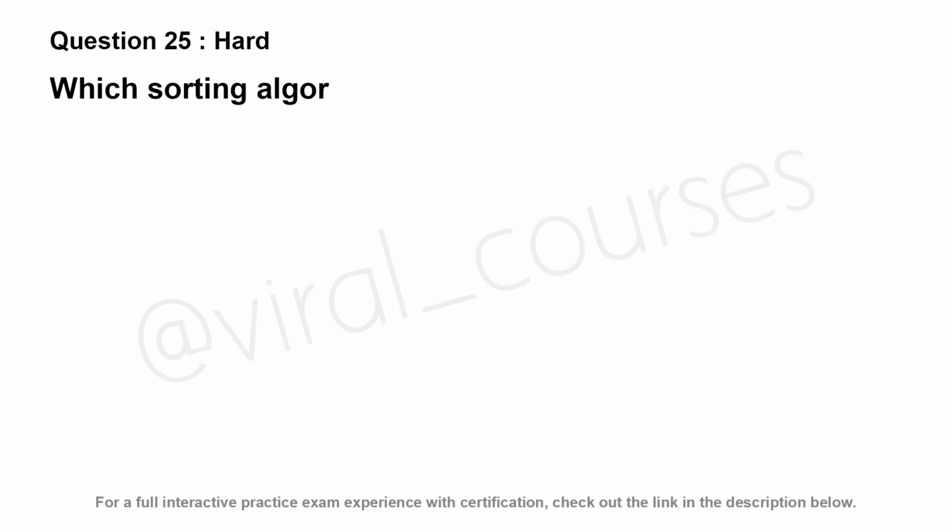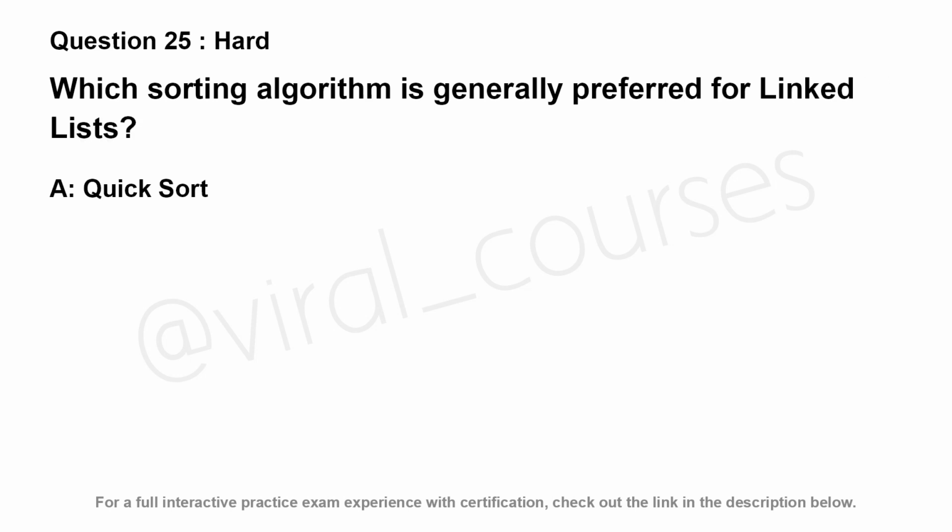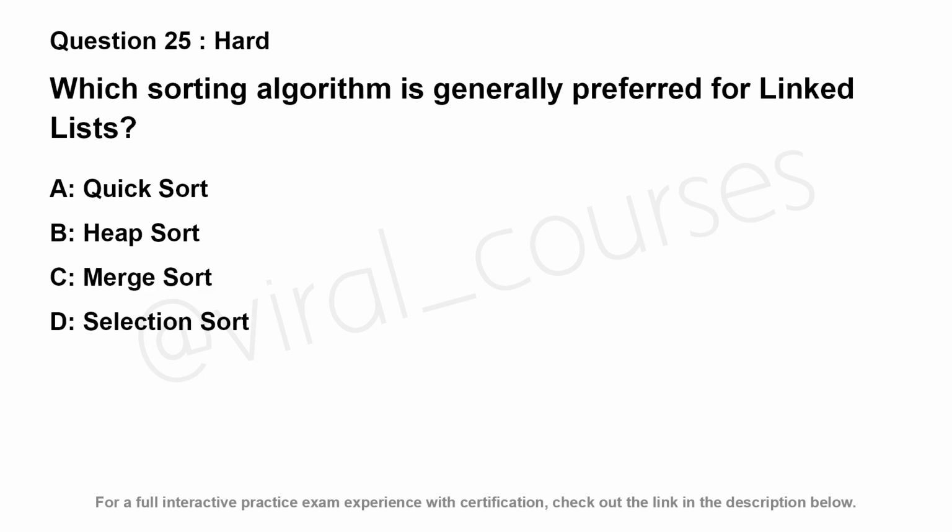Which sorting algorithm is generally preferred for linked lists? Option A. Quick sort. Option B. Heap sort. Option C. Merge sort. Option D. Selection sort.